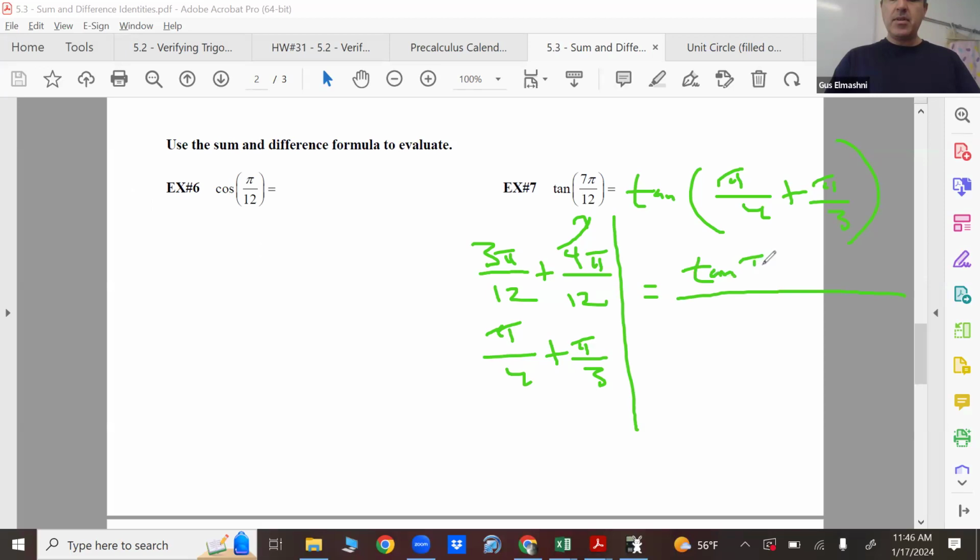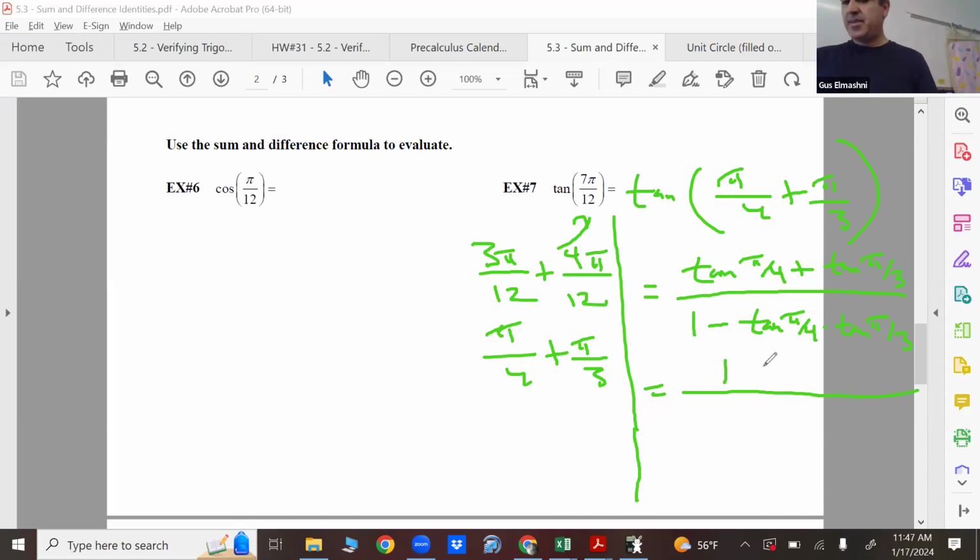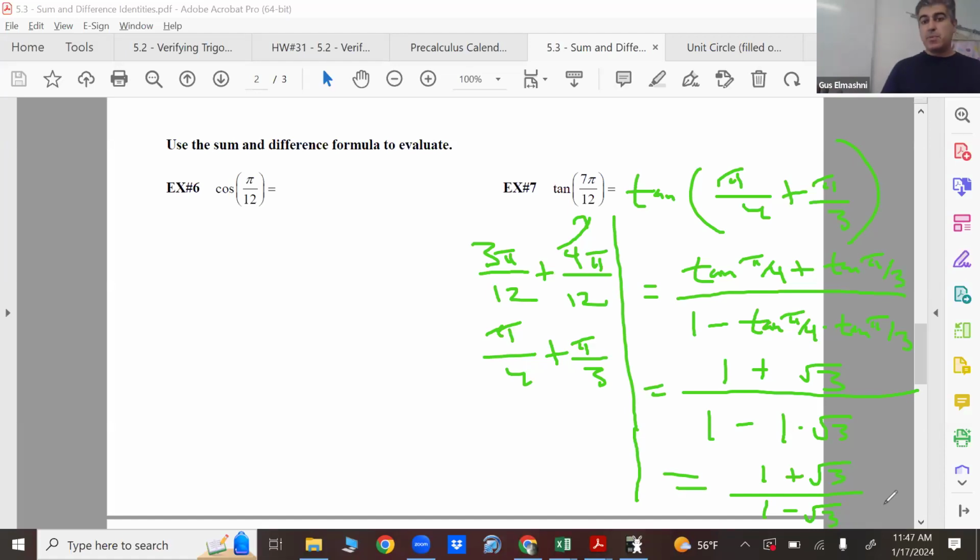Tangent of pi over 4 plus tangent of pi over 3. Well, that's 1. That's root 3. That's 1. That's 1. And that's root 3. So you get 1 plus root 3 over 1 minus root 3. And again, it's all unit circle stuff, so clearly you'd have to know the unit circle for this part too.